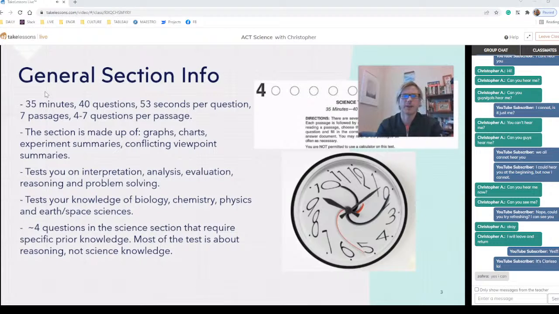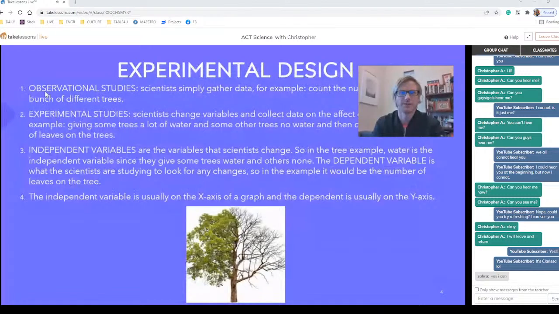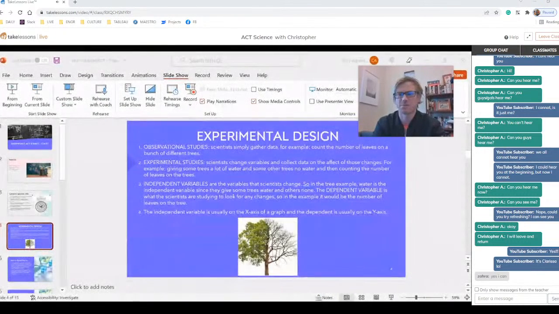The section is made up of graphs, charts, summaries, and reading. There is some science knowledge required for this, but not very many questions rely on it, about 4 questions. Biology, chemistry, physics, and earth and space sciences. I'm going to provide a little link for you guys so you can brush up on the science if you want to.